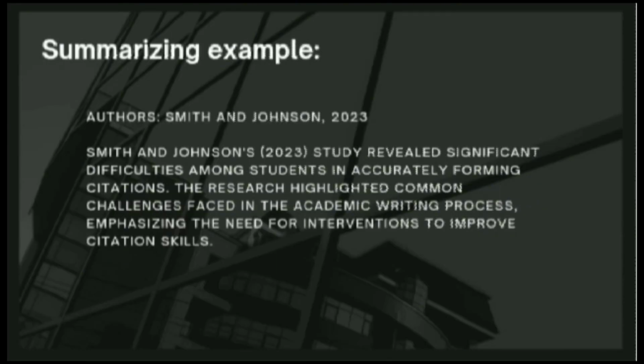Smith and Johnson (2023) study revealed significant difficulties among students in accurately forming citations. The research highlighted common challenges faced in the academic writing process, emphasizing the need for interventions to improve citation skills. It was observed that students face challenges in forming accurate citations. The research delved into the complexities students encountered during the citation process.